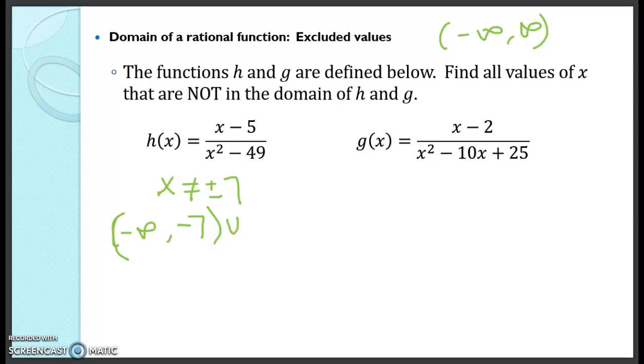And we're going to stick that together with a union sign. And then we're going to continue from negative 7. Now, why do we have to break it up like this? So that we know we have the soft parentheses, so we're not including negative 7.